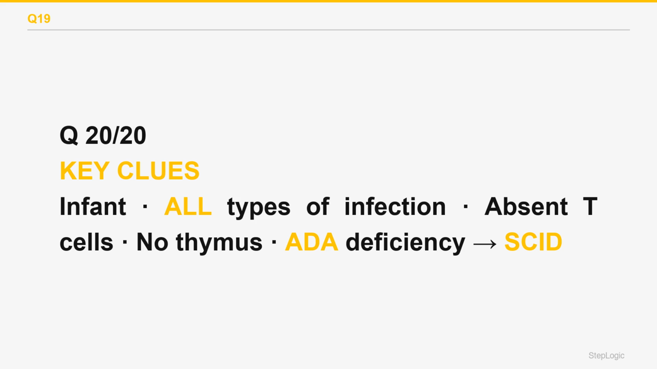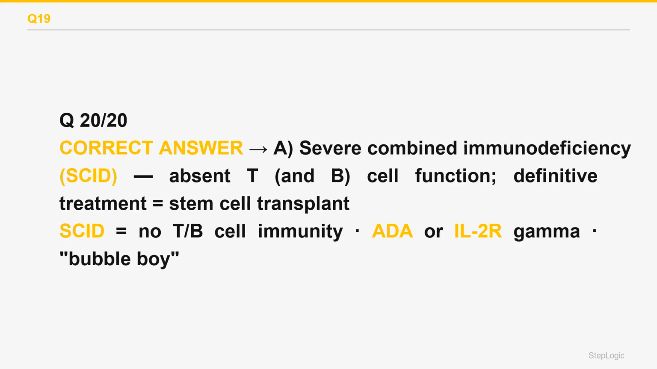Causes include adenosine deaminase, ADA, deficiency, where a toxic metabolite kills lymphocytes, and X-linked mutations in the IL-2 receptor gamma chain, causing defective cytokine signaling for lymphocyte development. The correct answer is A. This is the bubble boy disease, historically requiring strict isolation. The two classic causes to remember are ADA deficiency and the X-linked IL-2 receptor gamma chain defect. Live vaccines are contraindicated. The organism can disseminate.